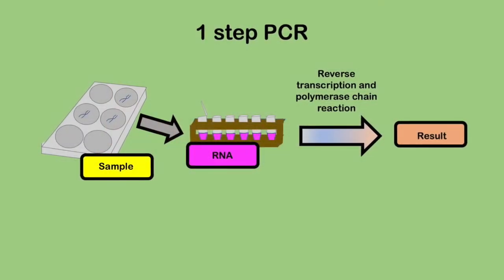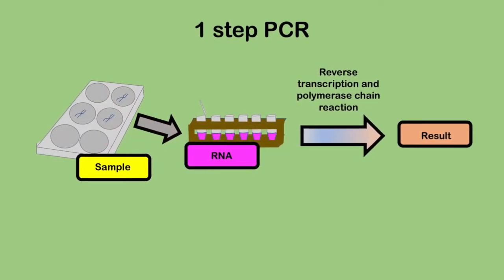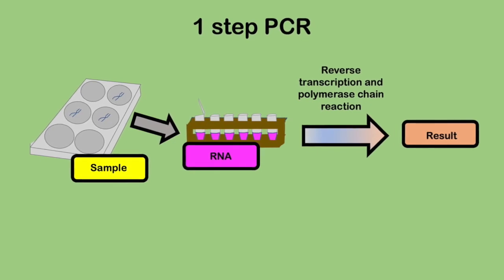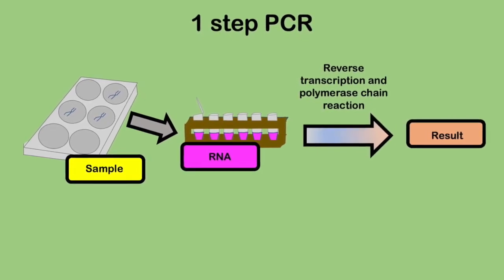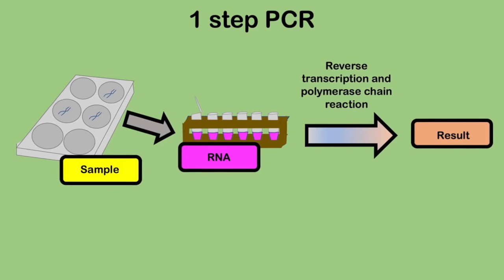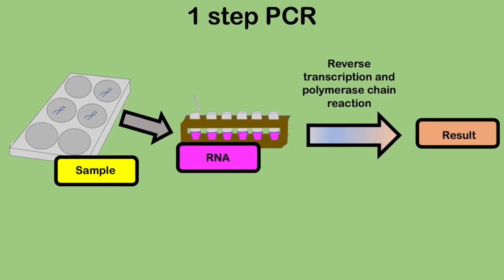At this point, in terms of the RT-PCR steps, there are two real choices. You can do a one-step reverse transcription polymerase chain reaction and a two-step RT-PCR. These are pretty much exactly as they sound. In one-step RT-PCR, you use the RNA as the template and perform the reverse transcription and the polymerase chain reaction steps together in the same tube at the same time.